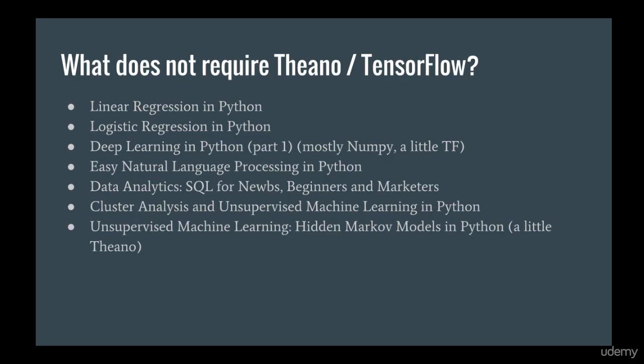So we've got linear regression in Python, logistic regression in Python, which are the prerequisites to deep learning part 1. Then we have deep learning in Python part 1, which is mostly in Numpy and a little bit of TensorFlow. We've got easy natural language processing in Python, data analytics, SQL for noobs, beginners, and marketers, cluster analysis and unsupervised machine learning in Python, and unsupervised machine learning, hidden Markov models in Python. This course is going to have a little bit of Theano in it.